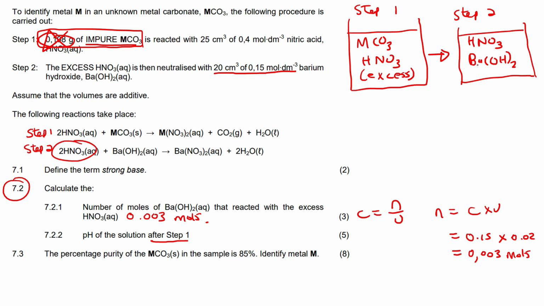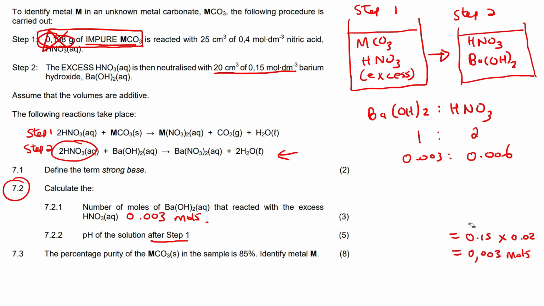Right, so what we're going to do is we already know the moles of barium hydroxide. So now we're just going to look at the ratio of barium hydroxide to HNO3 in this reaction. Okay, and we can see that the ratio is 2 of these for every 1 of these. So if we have 0.003, then what would this be? It would have to be 0.006. Okay, fantastic.